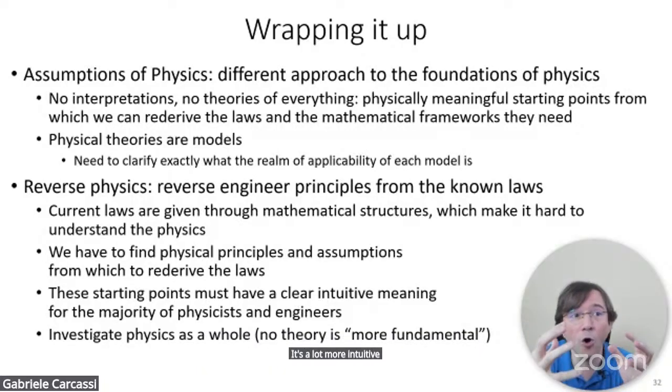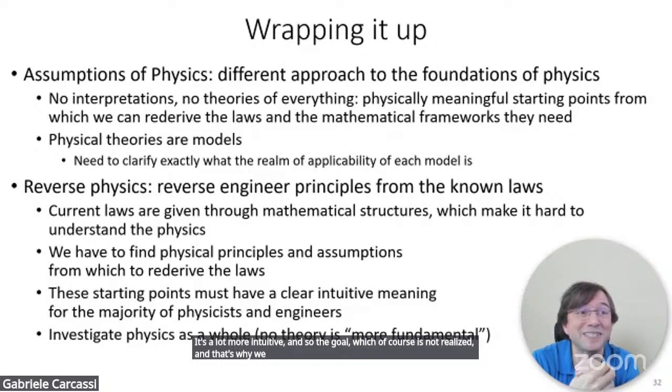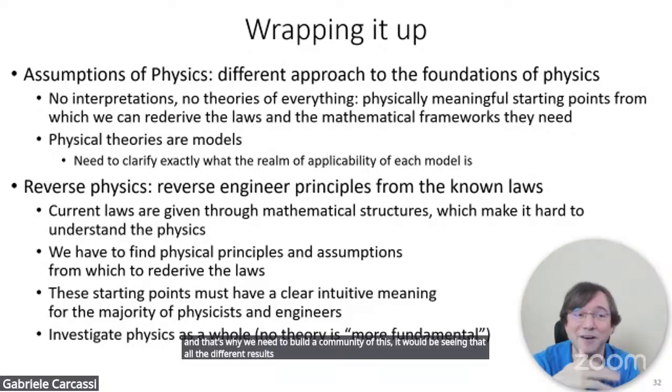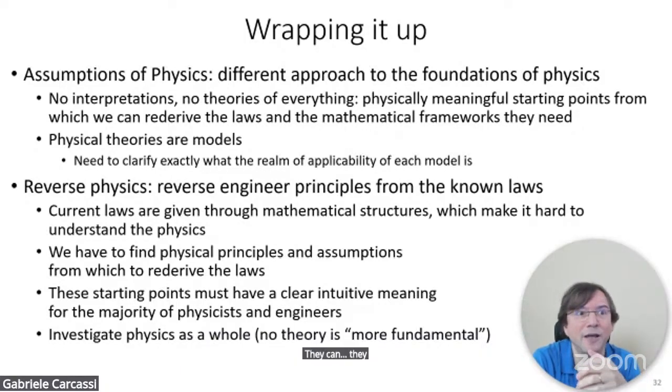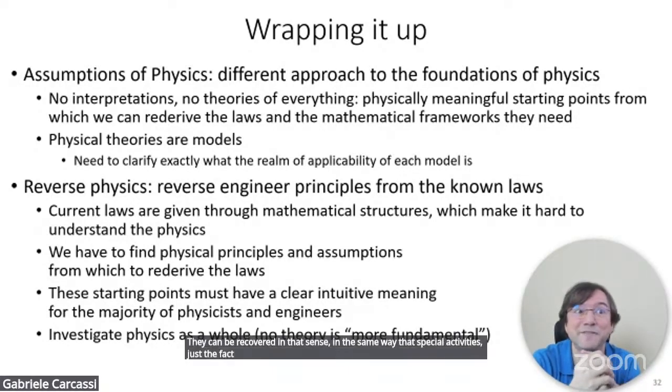And so the goal, which of course is not realized, and that's why we needed to build a community of it, would be seeing that all the different results that are different in classical mechanics and quantum mechanics make sense in this light, and in fact they can be recovered, in the same way that special relativity is just the fact that the speed of light is invariant, and that is the cause of everything else.